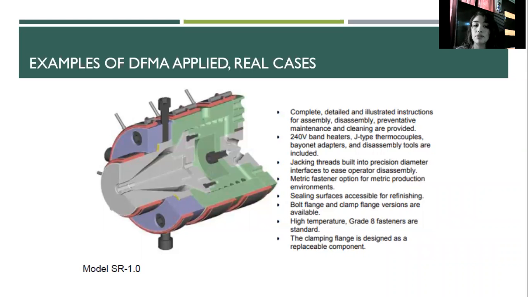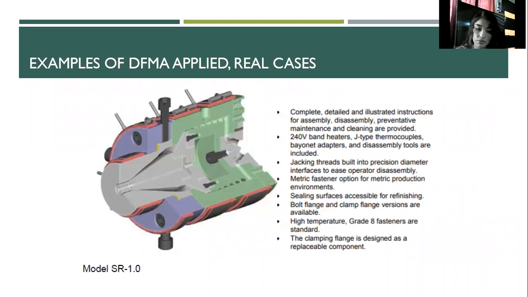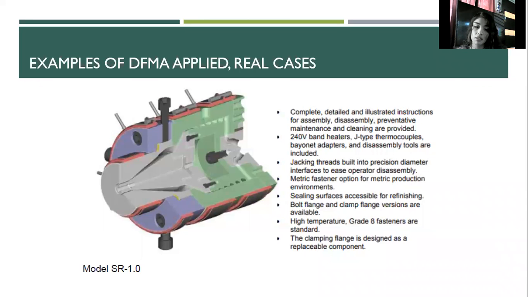These are examples of DPA applied in real cases. Here are two different kinds of this part of the extruder. You can read the considerations that were taken in order to do these parts of the extruder.